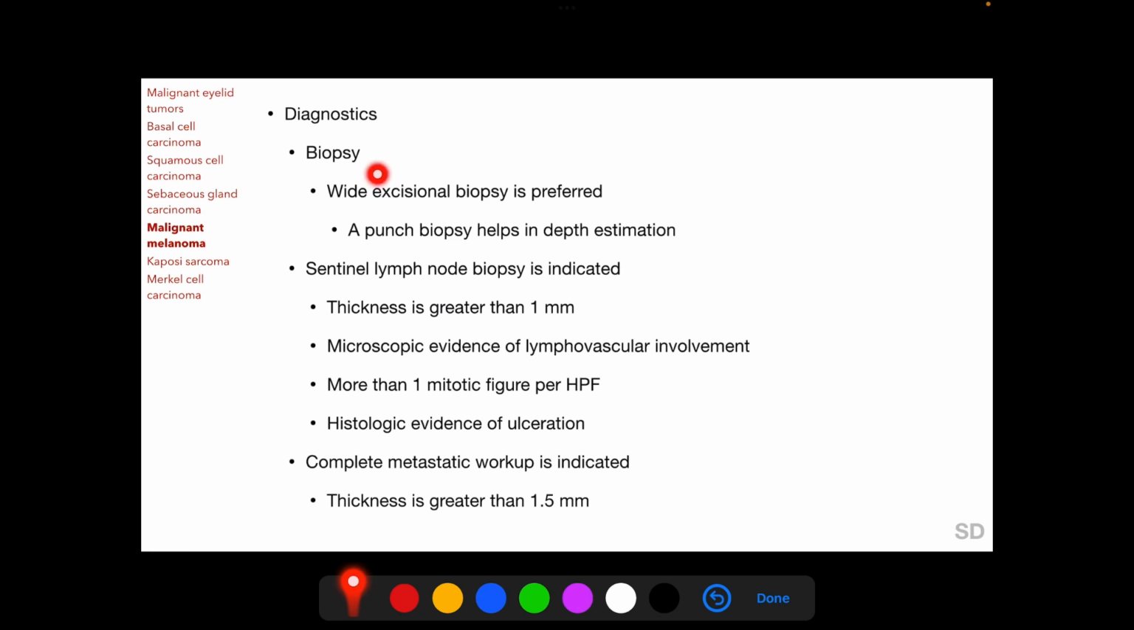Malignant melanoma demands a wide excisional biopsy, and a punch biopsy helps in depth estimation, which is so very important in prognostication. A sentinel lymph node biopsy is indicated if the thickness is greater than 1 mm, there is microscopic evidence of lymphovascular involvement, more than one mitotic figure is seen per high power field of the histopathologic section, or there is histopathologic evidence of ulceration of the tumor. A complete systemic metastatic workup is indicated if the thickness of the tumor is greater than 1.5 mm.